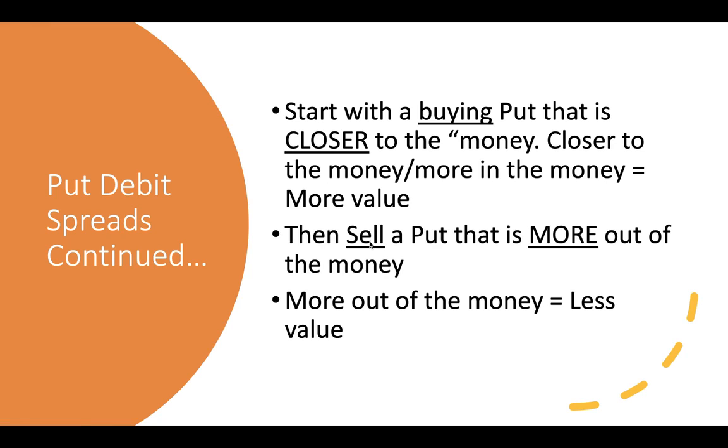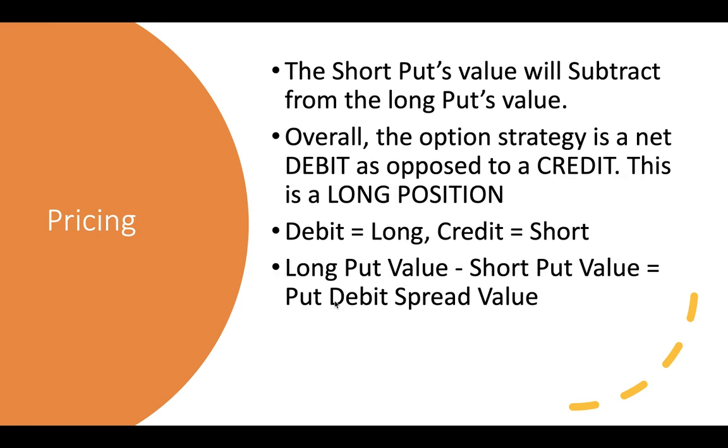So we're buying the more valuable and then selling the less valuable, and the two subtract, which leaves us with a net debit. Let's go over what that exactly means. The short put's value will subtract from the long put's value. Overall, the option strategy is a net debit as opposed to a credit.